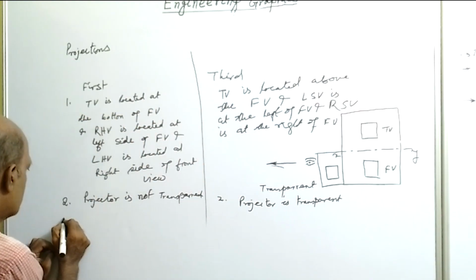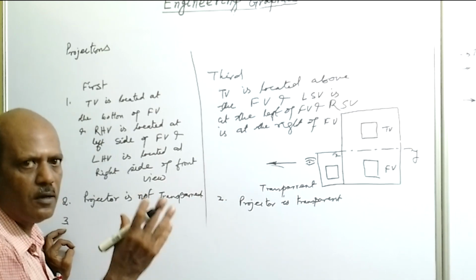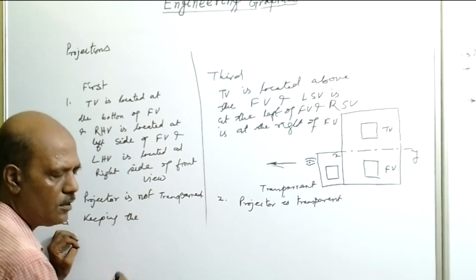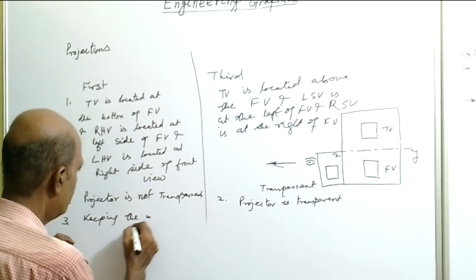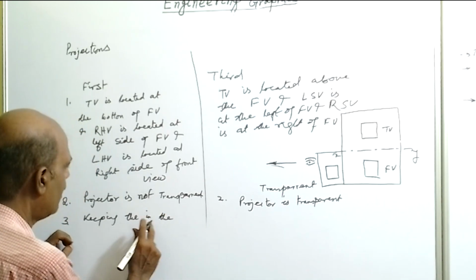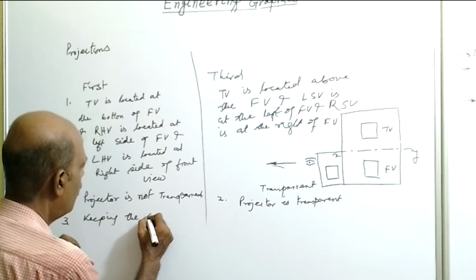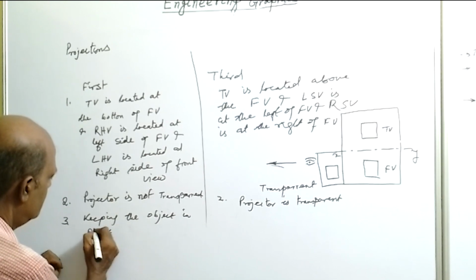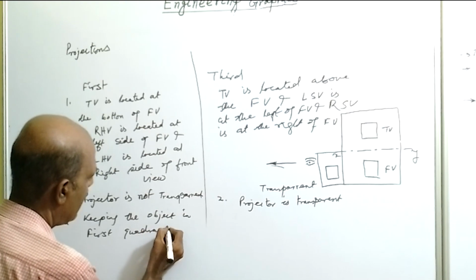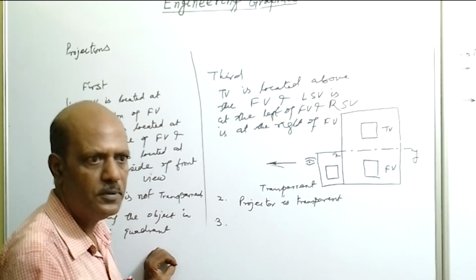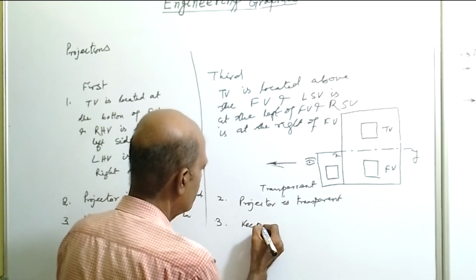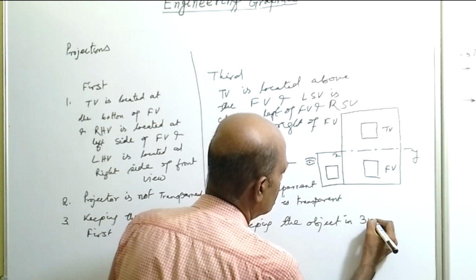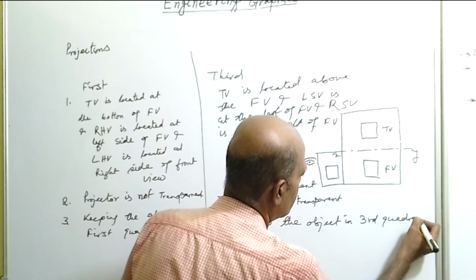Okay, next, third difference: in first angle projection, the projection of the object is made by keeping the object in the first quadrant. And in third angle projection, the projection of the object is made by keeping the object in the third quadrant.